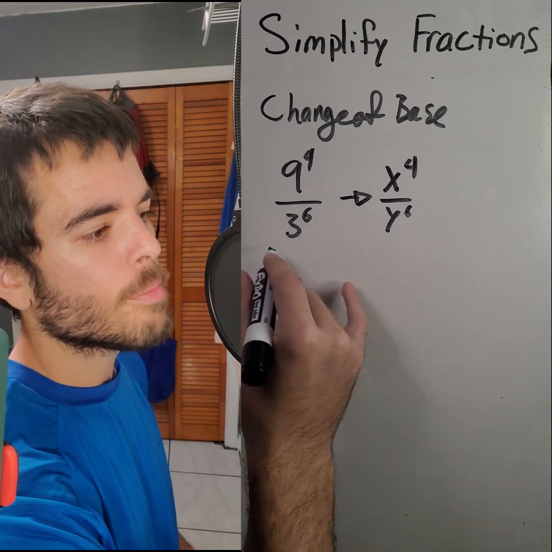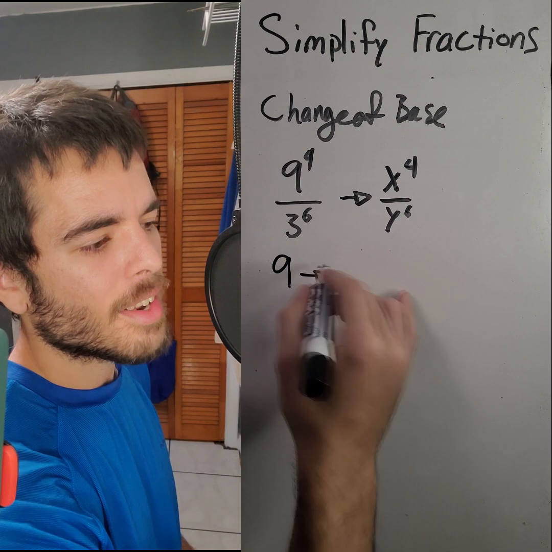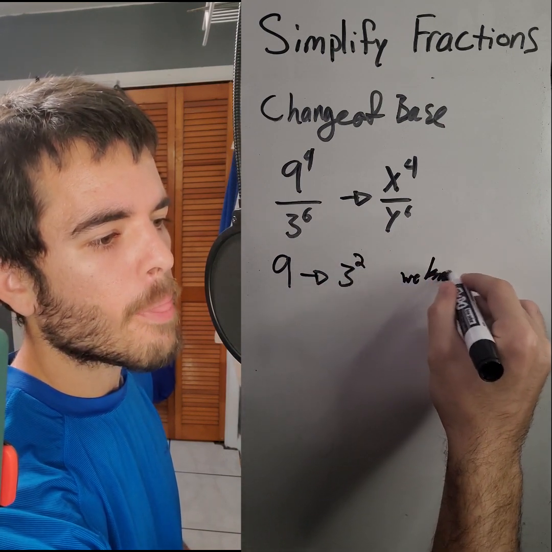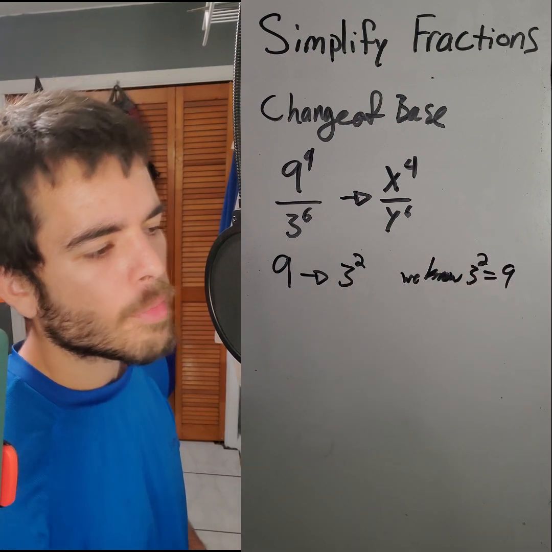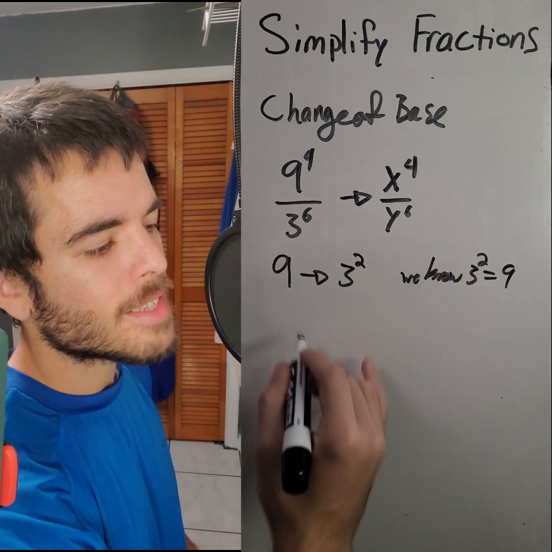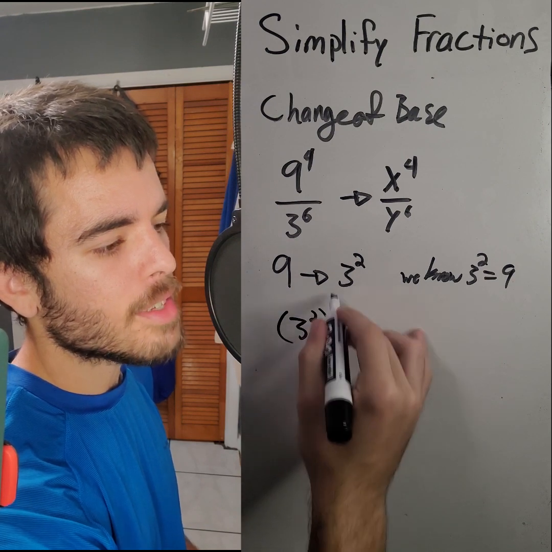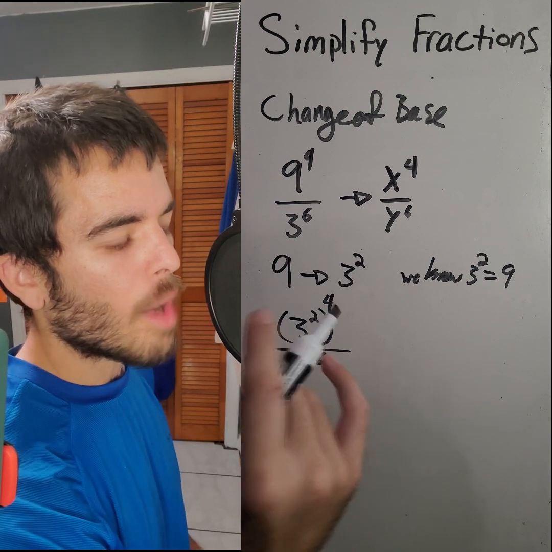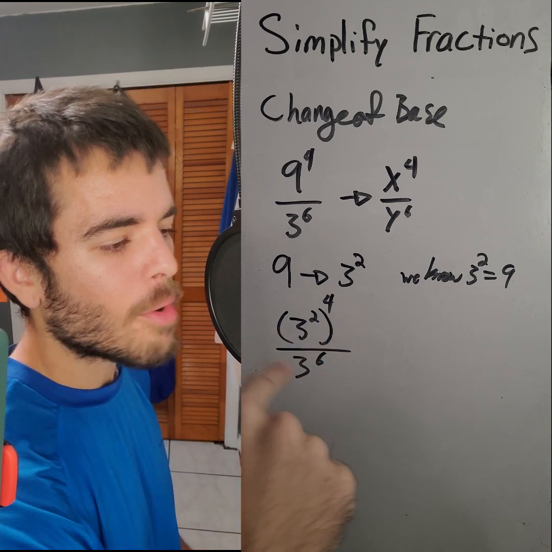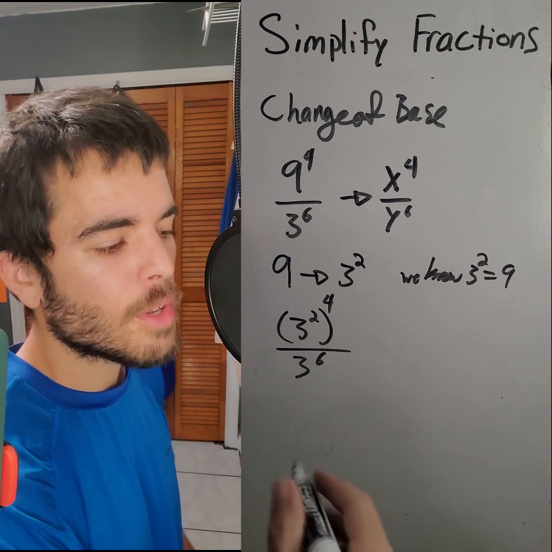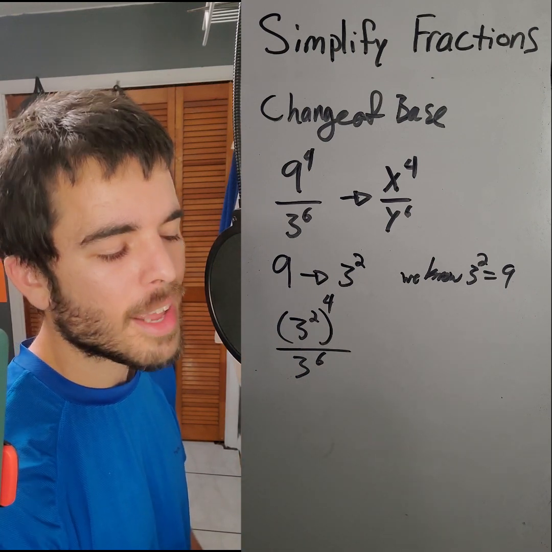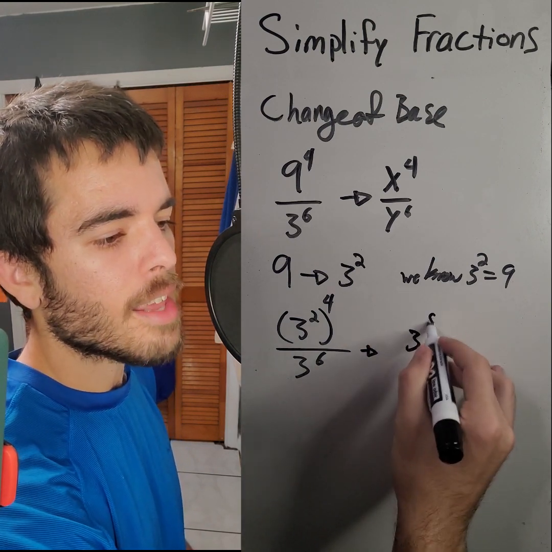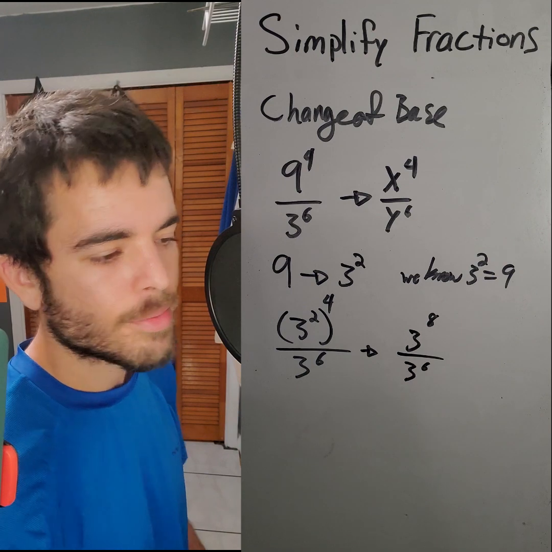What you can do, however, is rewrite the 9 as 3 to the 2nd power, because we know 3 squared equals 9. This is going to be very helpful. Let's go ahead and plug that in to the 9 value. So I have 3 squared, parentheses, to the 4th power, all over 3 to the 6th. So I can't simplify anything yet. I have to do power to the power first. We have an exponent to an exponent. All you have to do with exponent to exponent, aka power to power, is multiply those exponents. So we have 3 to the 8th over 3 to the 6th.